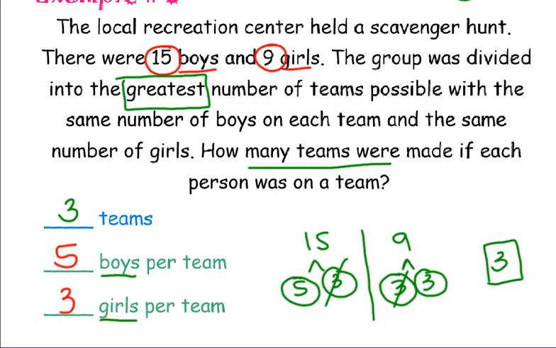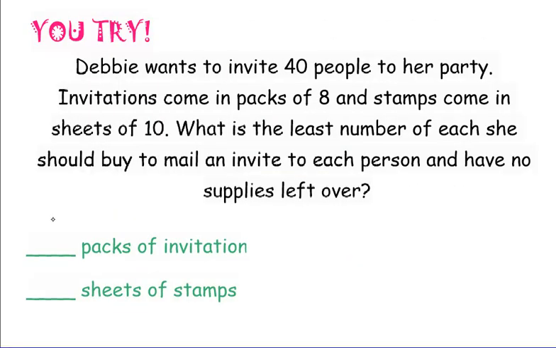So before I move on, you're going to find the GCF or the LCM first. Then, if it asks you additional questions, sometimes it won't, sometimes it will. If it asks you extra questions, you take that GCF or LCM and you divide it back into the numbers. All right, you try this one.